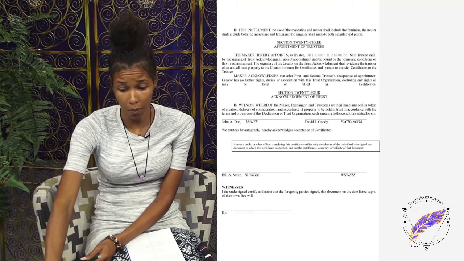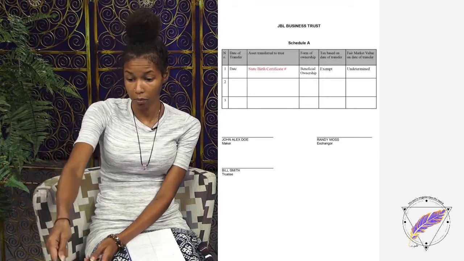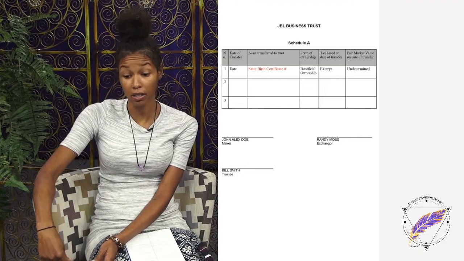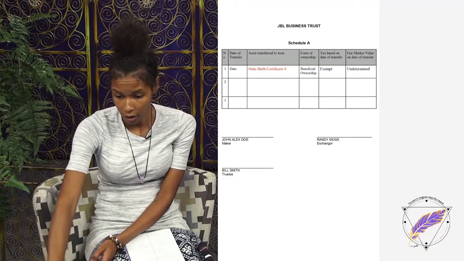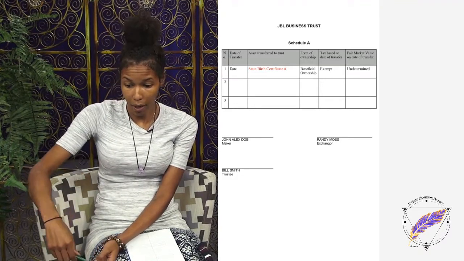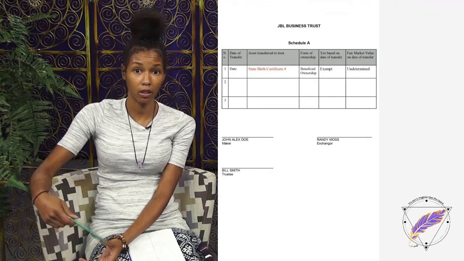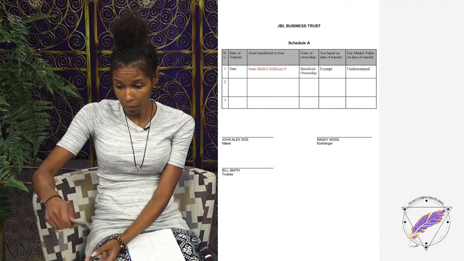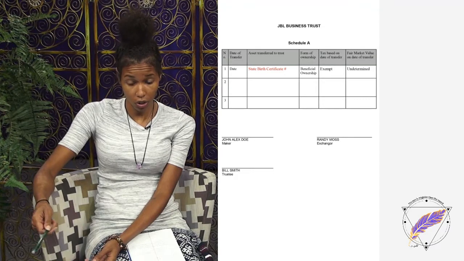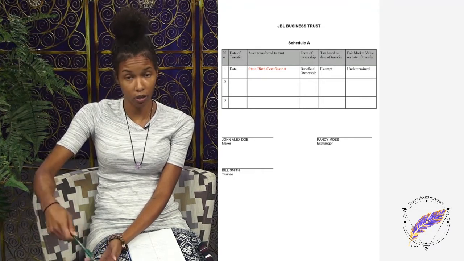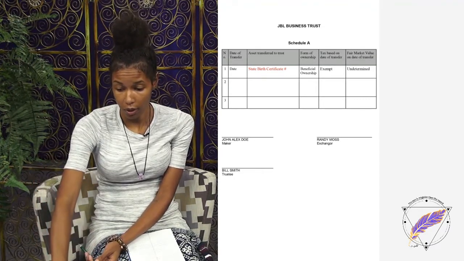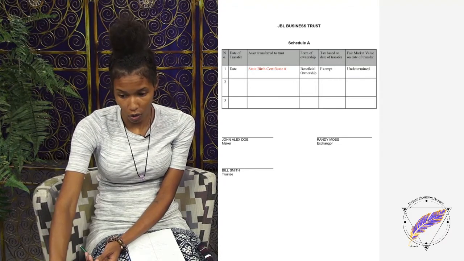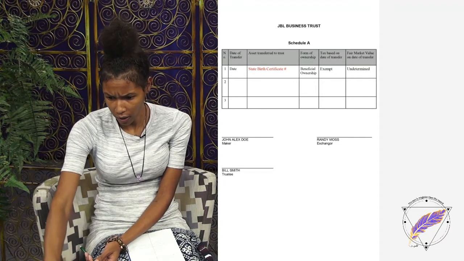Have them print their name, the witness name. On your Schedule A, you can put in your state birth certificate number. Sign it at the bottom. Again, we have the maker, who is in all caps. You have your exchange-guard, which is your secretary. They sign again, and then the trustee will sign. And those three, like I said, create the trust. You always need a holy trinity.